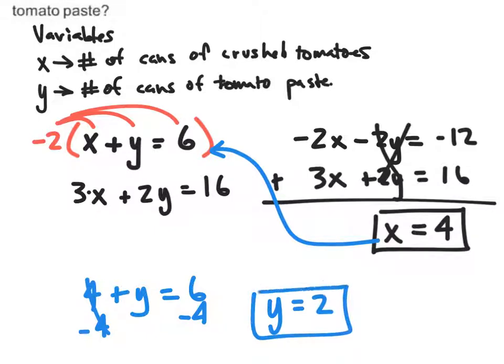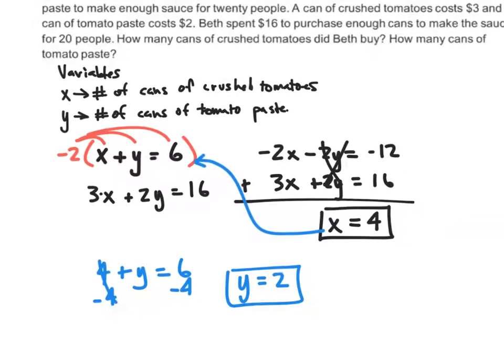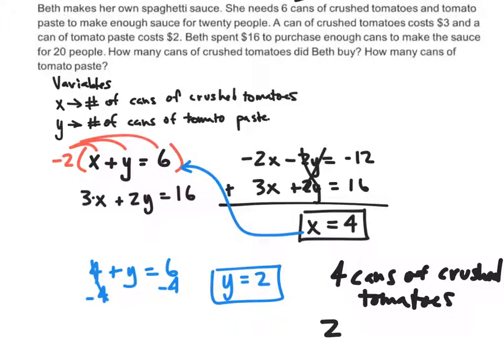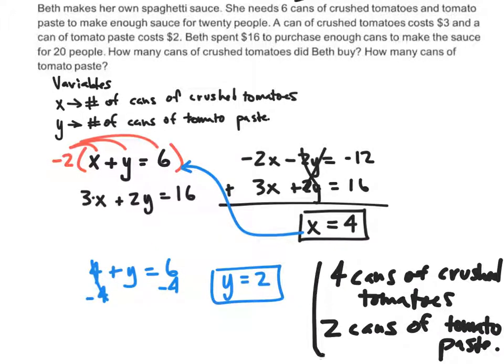All right, so I have these solutions, but when I answer this question, we want to be specific about how we're labeling these. So what I know is that I have 4 cans of crushed tomatoes, okay, and I have 2 cans of tomato paste. Okay, and that's my answer.